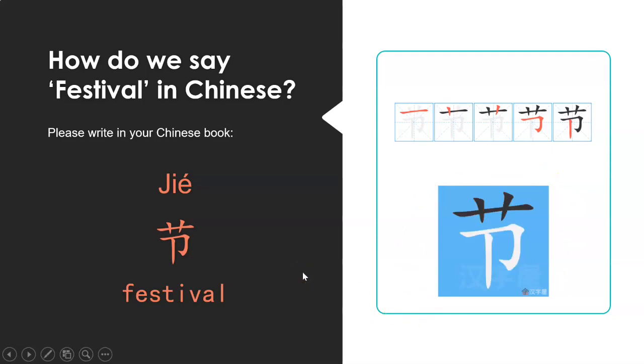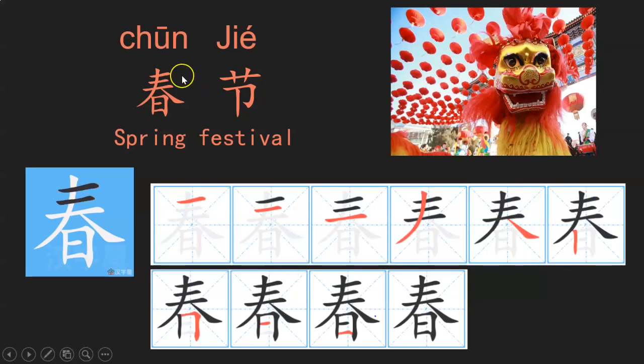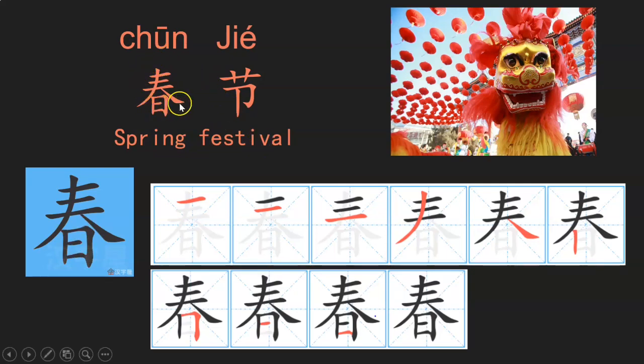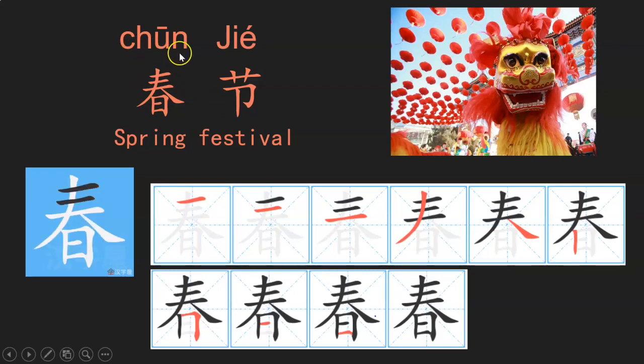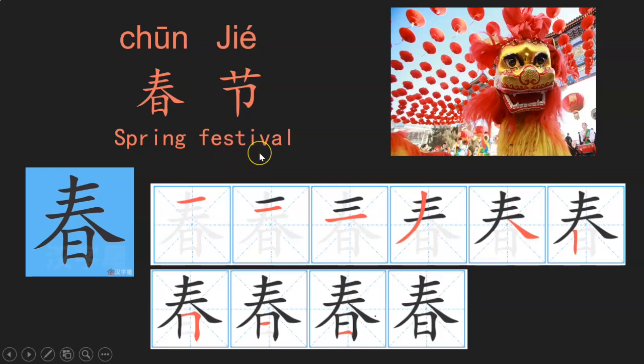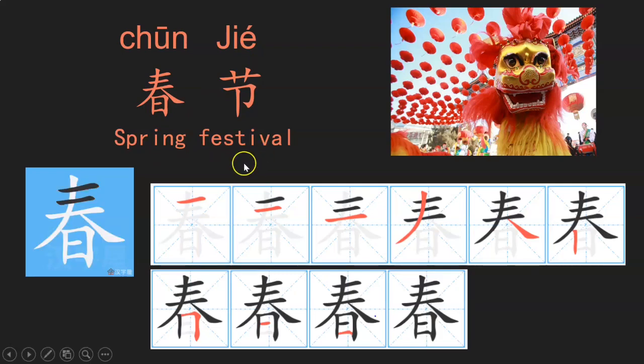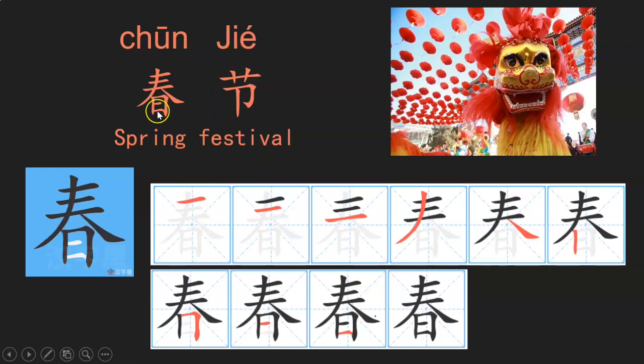Okay, so today we're actually going to look at how we write one of the most important festivals in China, okay? Here we go. 春节, it's the Spring Festival, which is also the Chinese New Year, right? Okay, so 春 here, C-H-U-N, 春, first tone. Second tone, 节, 春节, okay? That is Spring Festival. So can I please get students to write down in your Chinese book the pinyin of the Spring Festival and the characters of the Spring Festival as well.